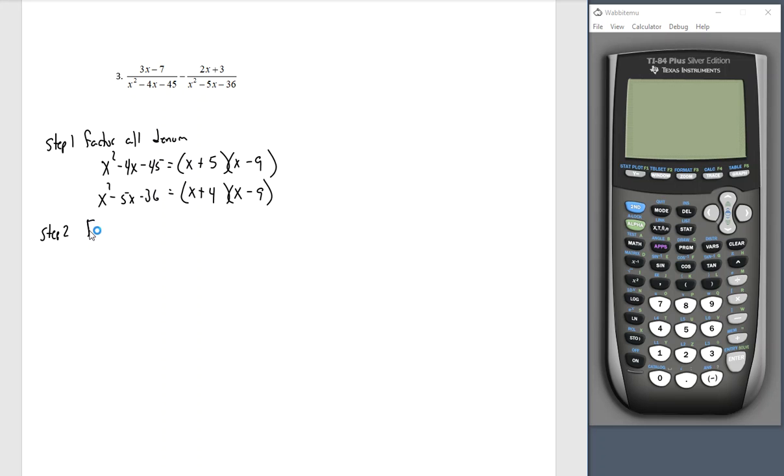Step 2: find the least common denominator. This will have an x plus 5, an x plus 4, and that x minus 9 they have in common. So we want to rewrite both fractions with the least common denominator. So we have 3x minus 7 over x plus 5 times x minus 9. What is this fraction missing? This fraction is missing the x plus 4.